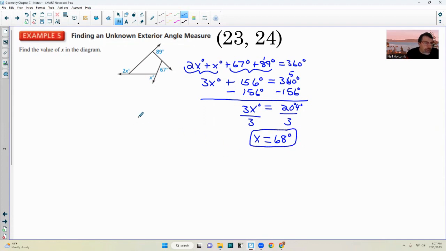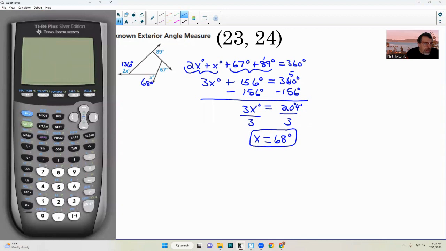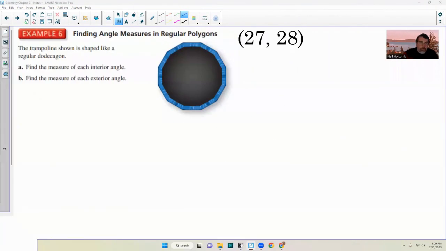And you should always check as well. So if this is 68 degrees and this is 2x, or 2 times 68, 8 times 2 is 16, carry the 1, 6 times 2 is 12, plus that carried 1 is 136. I get my calculator out and check, because that's what calculators are for. 136 plus 68 plus 67 plus 89 has to equal 360. And sure enough, there it is. So that is how you answer a question like this with exterior angles. Now you should be able to do problem numbers 23 and 24 in your exercises.